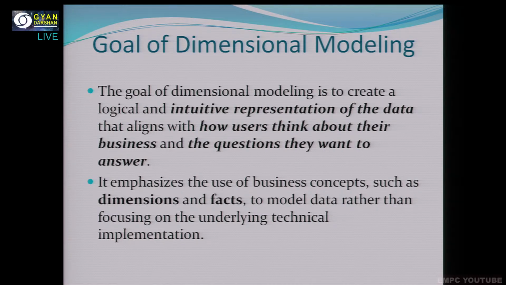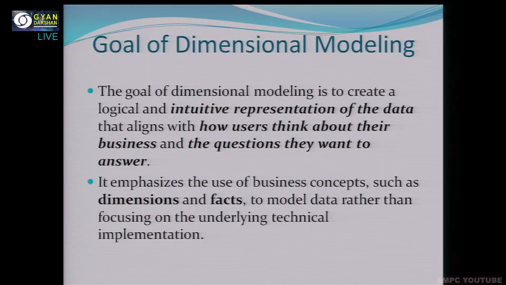It emphasizes the use of business concepts such as dimensions and facts, which we are going to read in the next few slides, to model the data rather than focusing on the underlying technical implementation. As a user who wishes to generate reports against the data warehouse, you are very much interested in the kind of reports you wish to generate rather than the technical details behind it.